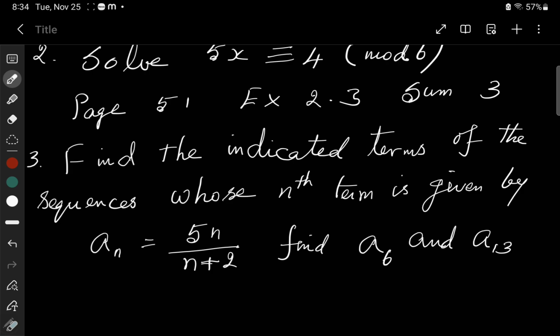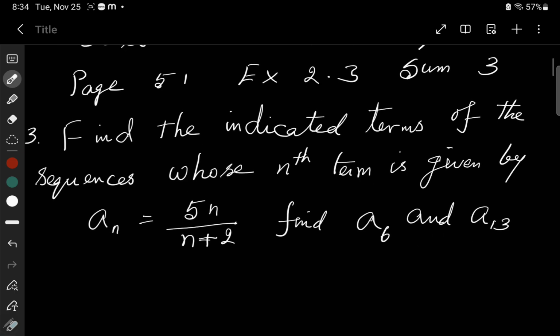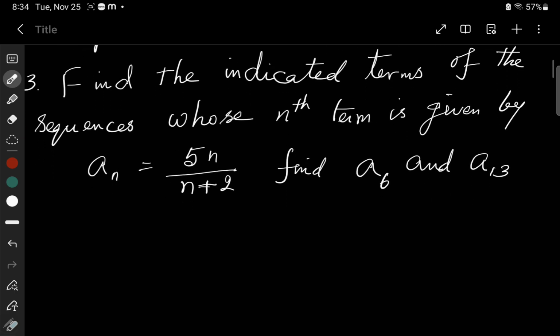Third sum. See the third sum. Find the indicated terms of the sequences whose nth term is given by a_n is 5n by n plus 2. Find a6 and a13. So this is also an exercise problem. See, it is in page 55.